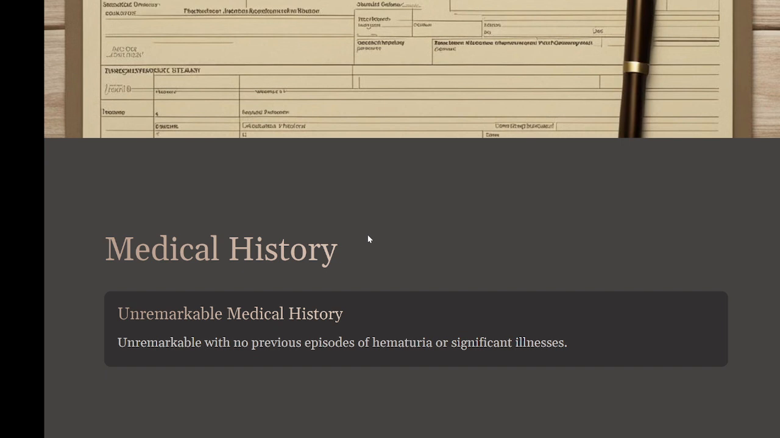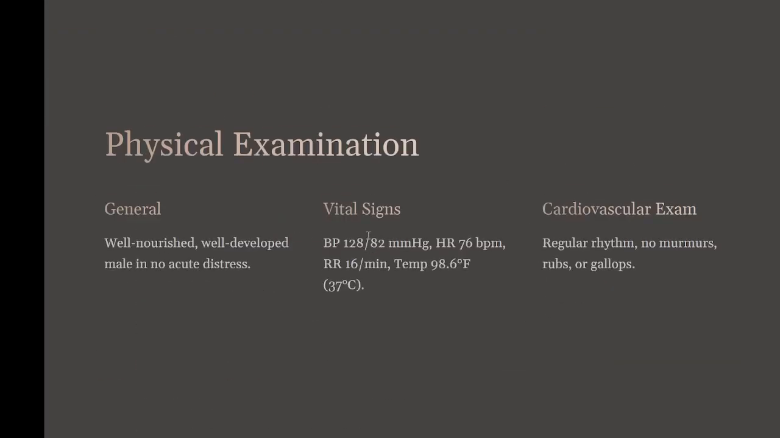Medical history: unremarkable, with no previous episodes of hematuria or significant illnesses. Family history: non-contributory, no known renal diseases or autoimmune disorders. Social history: the patient is a middle school student, active in sports, with no history of substance use. Physical examination: general, well-nourished, well-developed male in no acute distress. Vital signs: BP 128/82 mm Hg, HR 76, respiratory rate 16 per minute, temperature 98.6 F, 37 degrees Celsius.